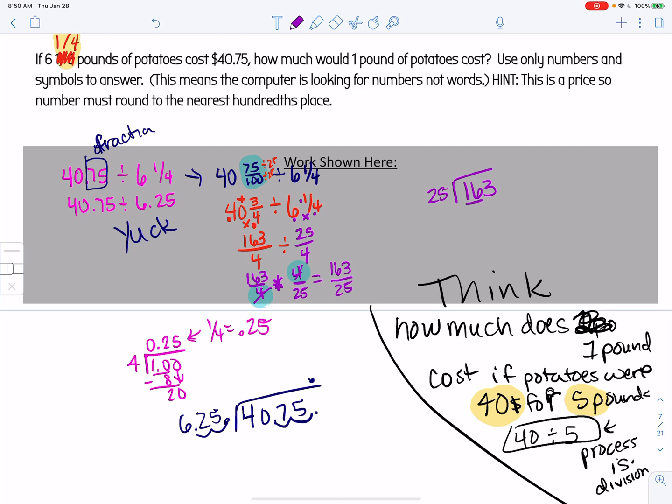25 does not go into 16, so I have to look at how close 25 can get to 163. So 25 times 4 I know is 100. So let's try 25 times 6. I get 0, carry the 3, that is 12, 150. Can I do another one? No, that would be 175. So 25 will go into 163 six times, close at 150. So I'm doing 6 times 25 becomes 150.